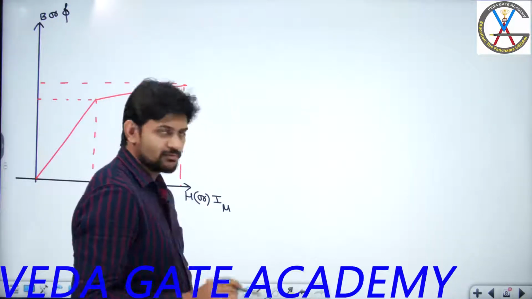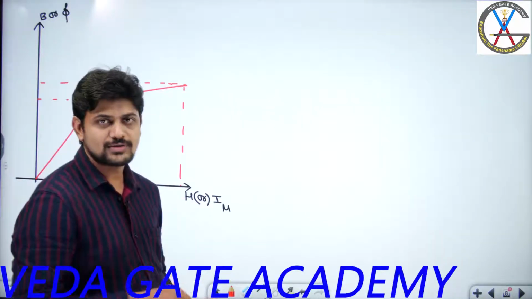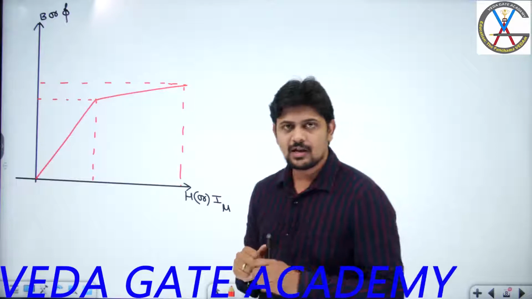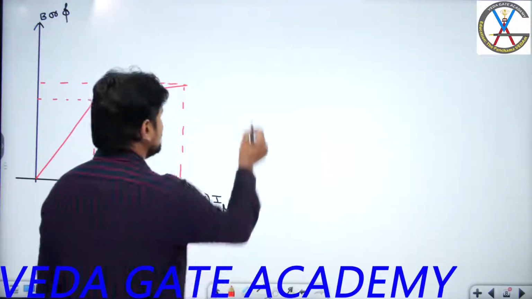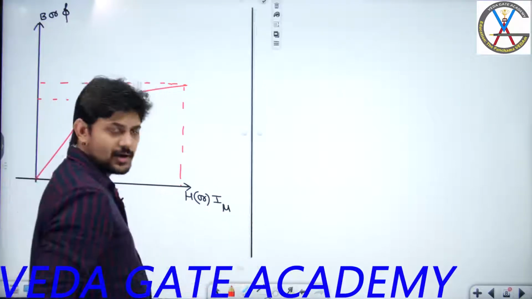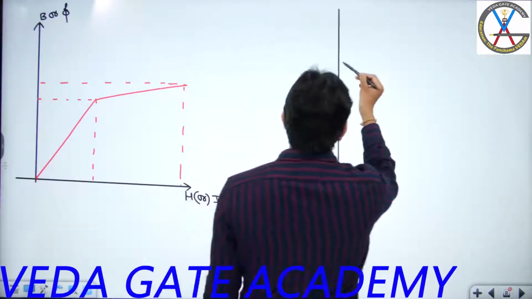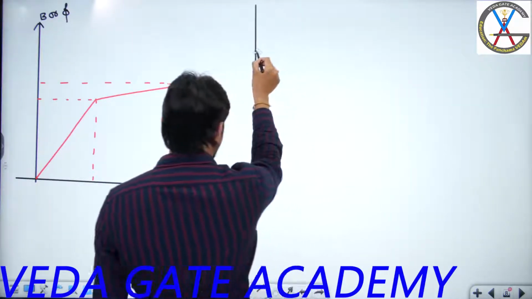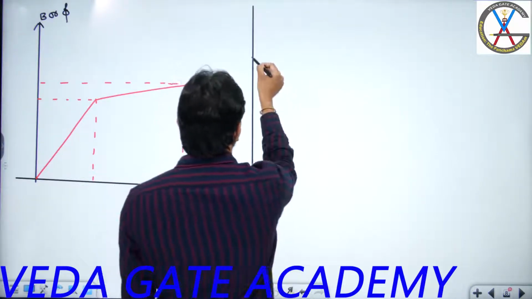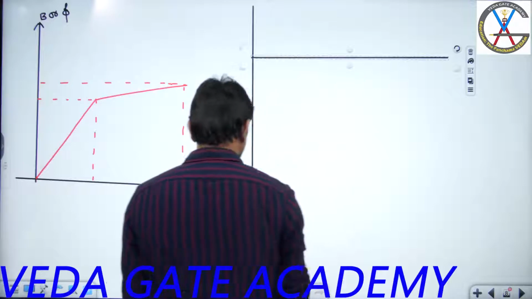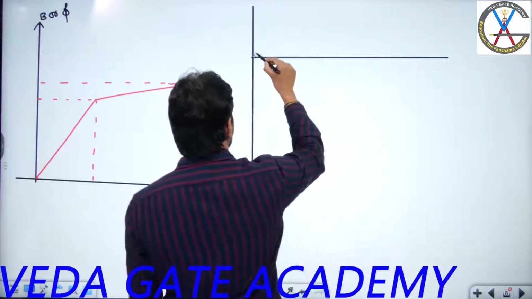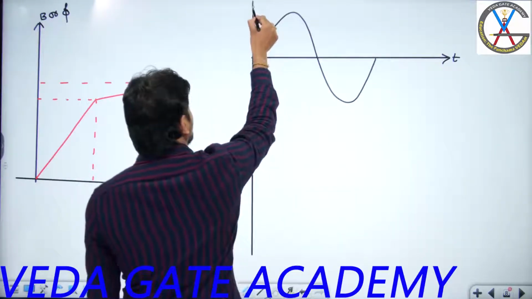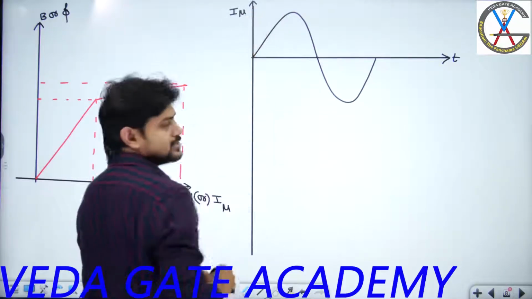Now what is our focus? Our focus is, if I mu is sinusoidal, what is the shape of the flux in a practical transformer? I am saying that flux is non-sinusoidal, but what is that exact shape? Let us try to focus on that. For that, again I will try to draw the graphs. What is the shape of the magnetizing current I am assuming? I am assuming the shape of the magnetizing current as sinusoidal.